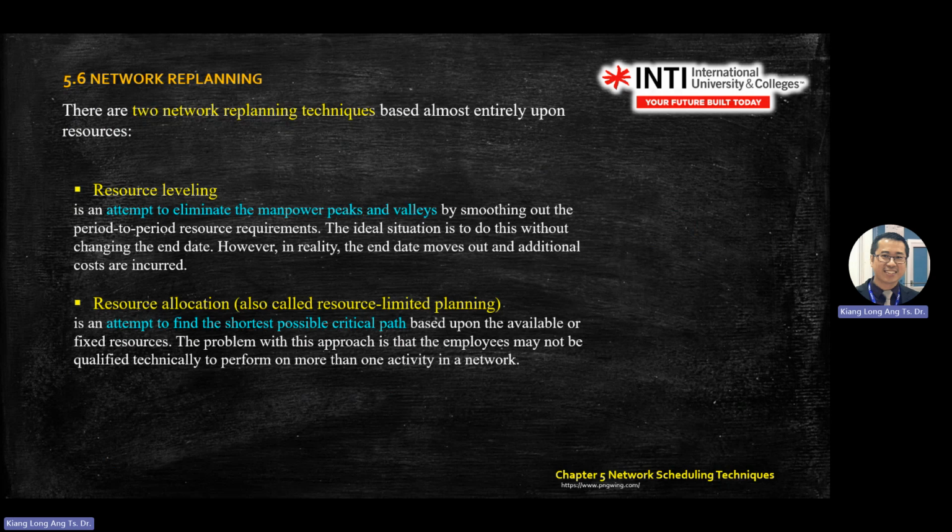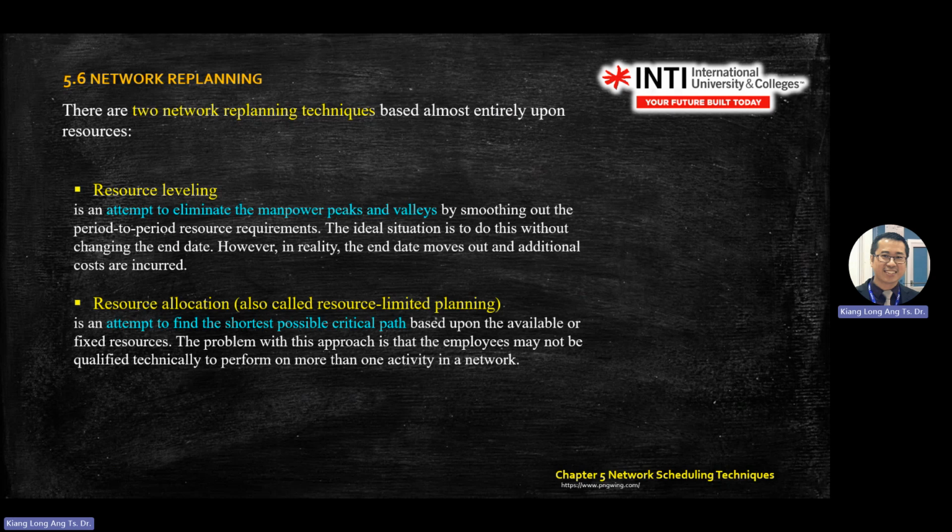So there are two methods or two strategies they can do when you go into industry later, right? When you go to work. You look at the resources. One is you do leveling, one is you use priority. So leveling means attempt to eliminate the manpower peaks and valleys. So sometimes you don't need too many operators. You just level it out.